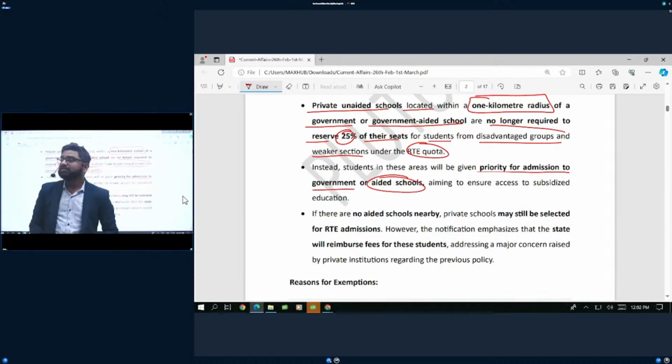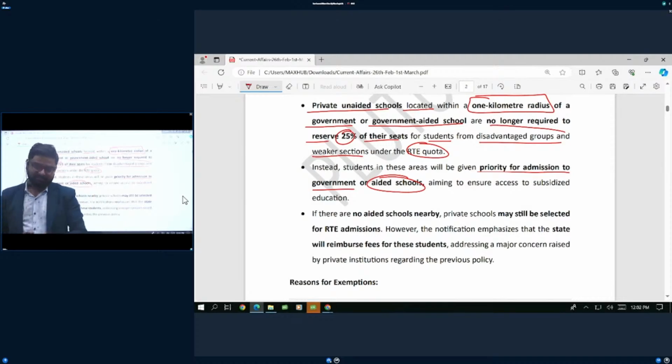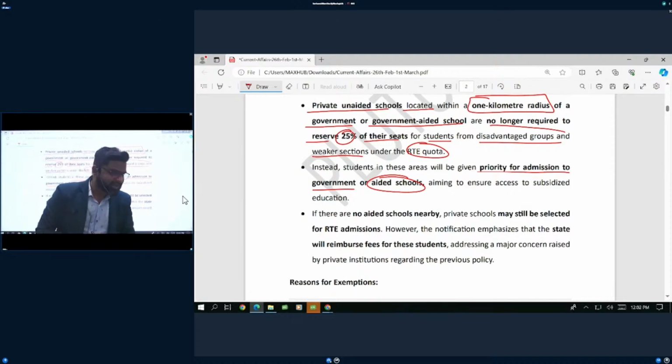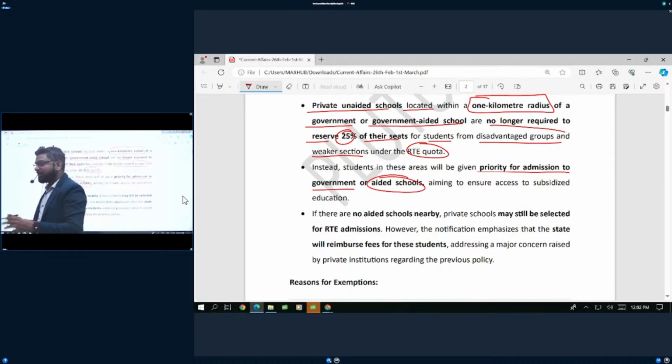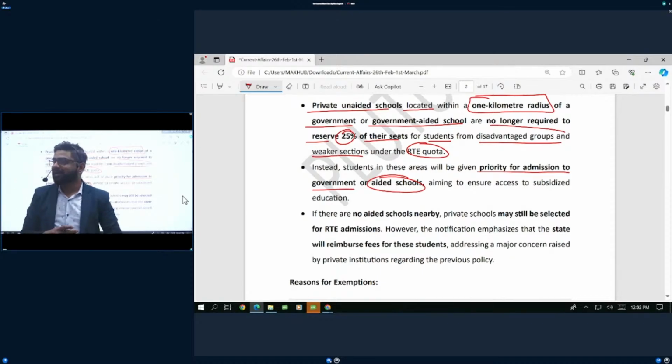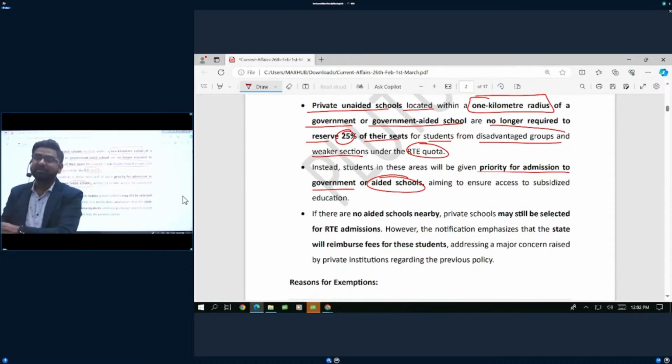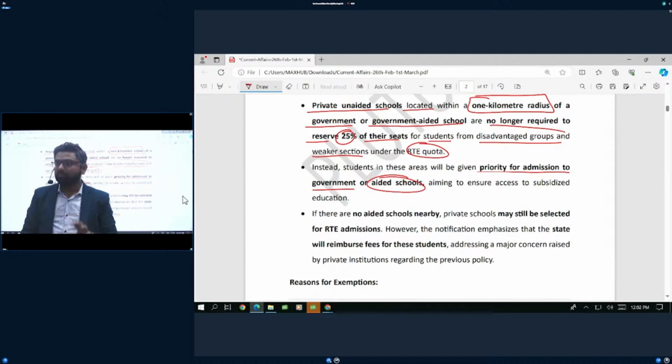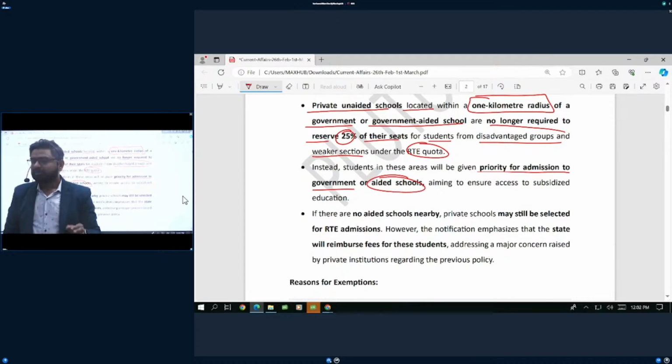This news is a blessing in disguise. Why is it a blessing in disguise? Because now you're saying to everyone that you cannot study in private schools. So it means they have to study in government and aided private schools. There will be a pressure on the government to improve the services. Understand, the more the students study in private, the less is the pressure on the government to improve government schools.